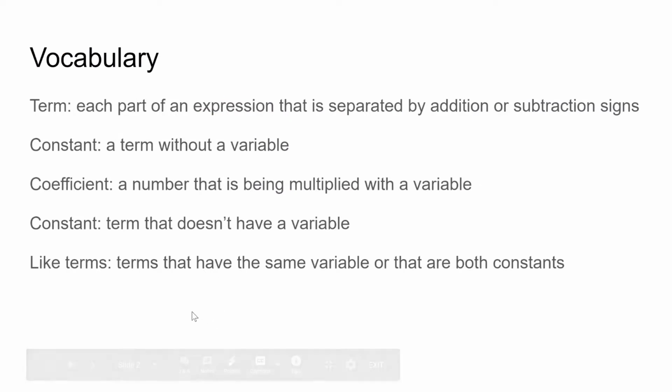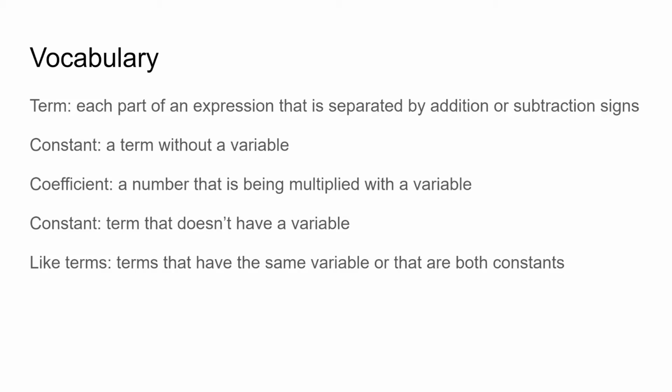First vocab word that we have here is term. A term is each part of an expression that is separated by addition or subtraction signs. So each little section of the expression is called a term, and each term is separated by either an addition or subtraction sign.